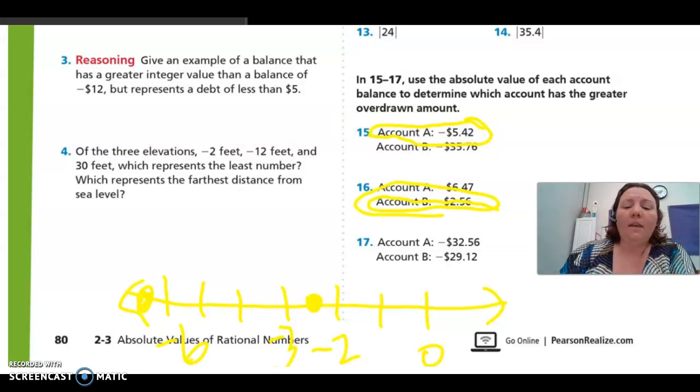I'm going to leave example 17 for you to think about as you wrap up this video. So pause the screen, copy down the two account balances for problem number 17. Account A, negative 32.56. Account B, negative 29.12. If you need to, draw and graph a number line to determine which is closer to zero, account A or account B.